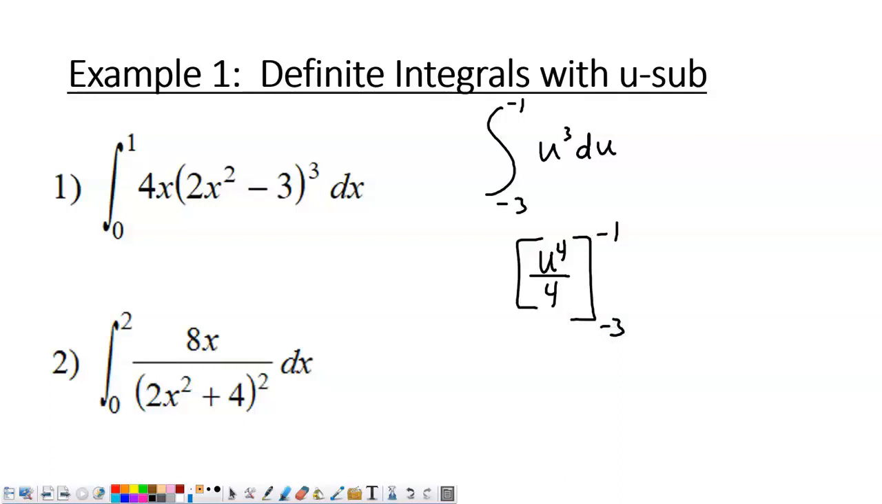Okay? Here's another thing when it comes to doing u substitution with definite integrals. When we did u substitution last lesson, we replaced the u with what u is equal to, right? For these problems, we don't need to do that.